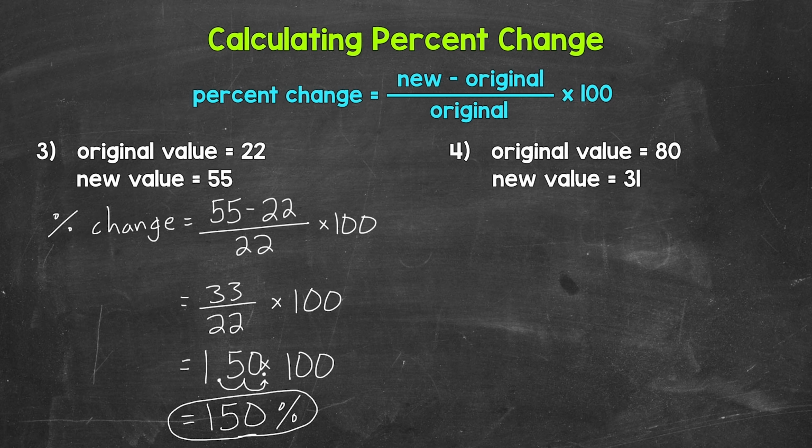So this is more than a 100% increase. A 100% increase means that the original value was doubled, and our original value of 22 was more than doubled. So this does make sense. A 100% increase for 22 would be 44. But again, this is more than double. Our new value was 55. So this is something to keep in mind when it comes to percent changes that are 100% or more. So we had a 150% increase here.